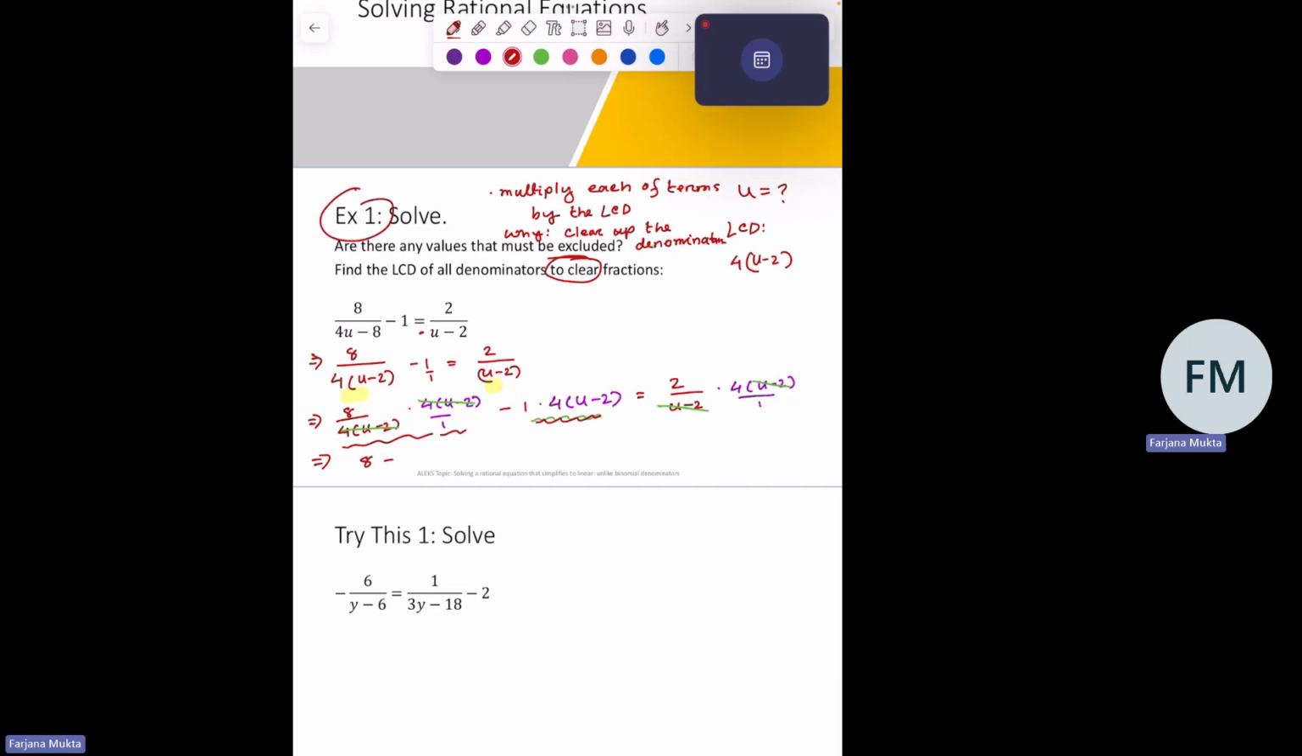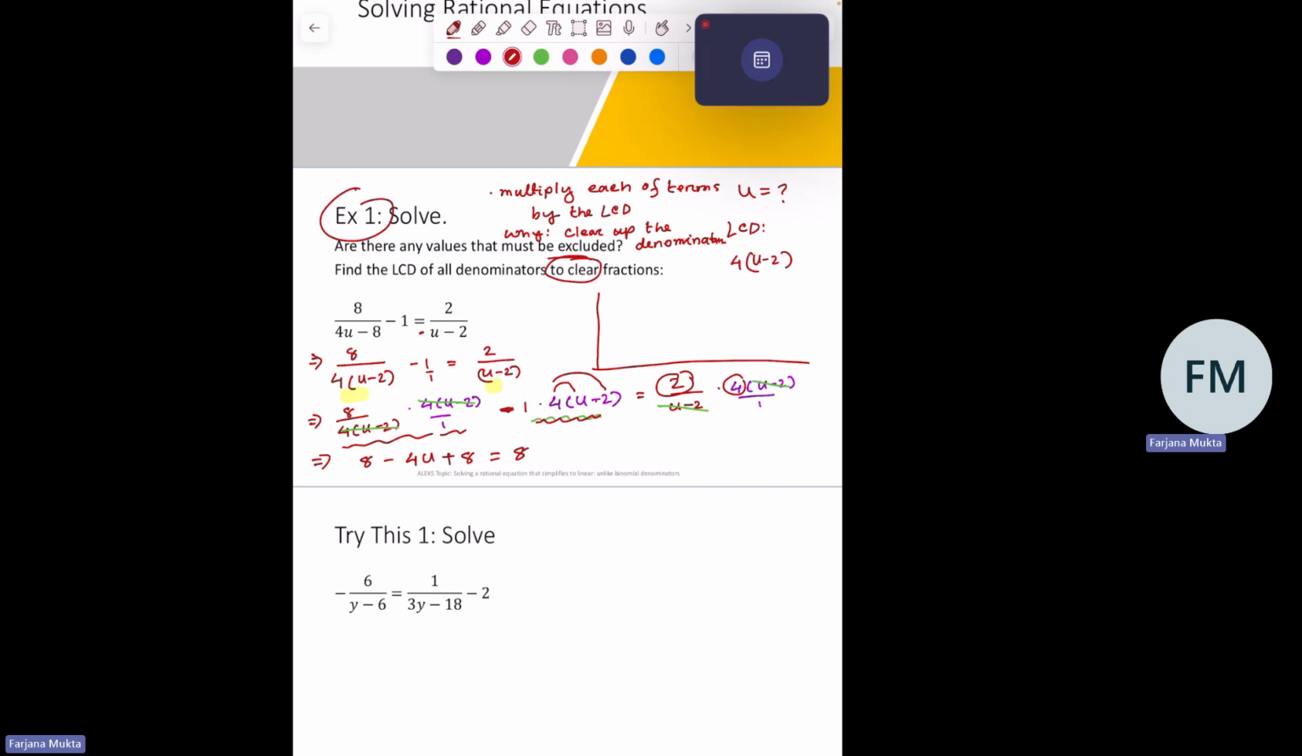In this next term, we have 1 times 4, which is just 4. And then if you distribute the 4 with the negative, it will become negative 4u and negative, negative, positive 8. On the other side, what is left is a 2 and a 4, so 2 times 4 is 8. So what just happened? We actually cleared up all the denominators. No fractions anymore, right? So now we'll just combine the like terms, okay?